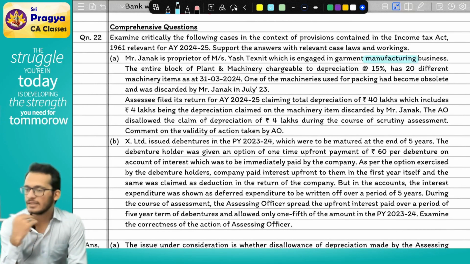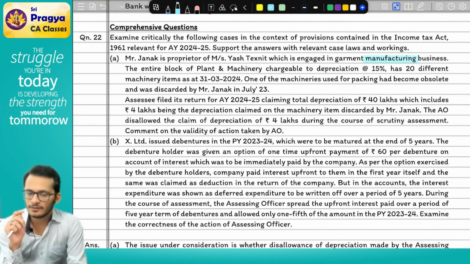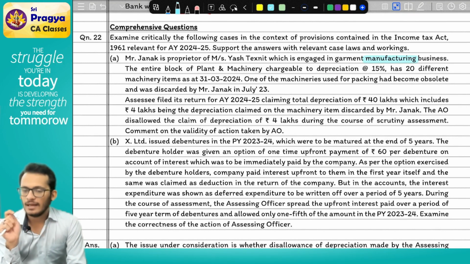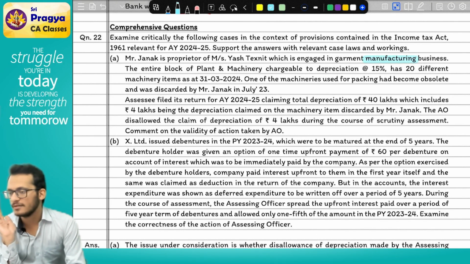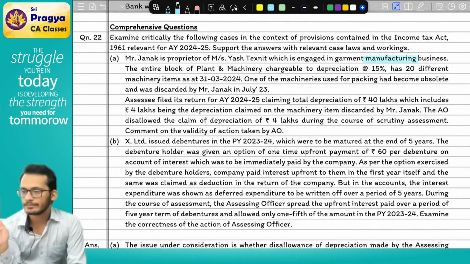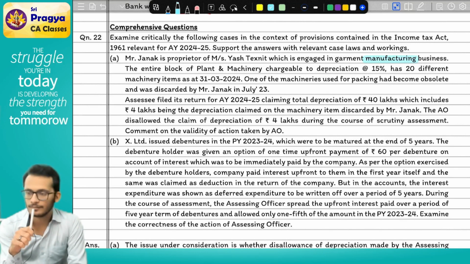You are saying that, sir, asset is discarded, doesn't matter. I have got 0 rupees money against it, which means sale value is 0. And this is a part of a block, which means I cannot split my assets, which means I am eligible for depreciation, sir. Who is right? Is the assessee right or assessing officer right?